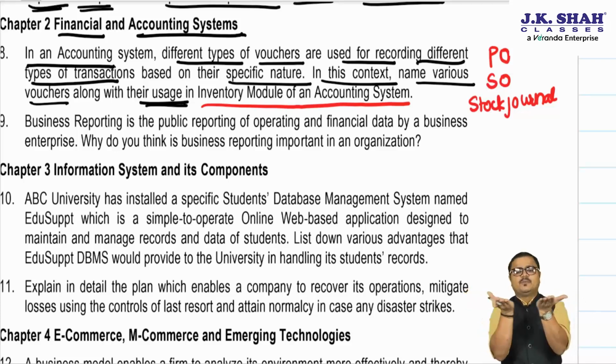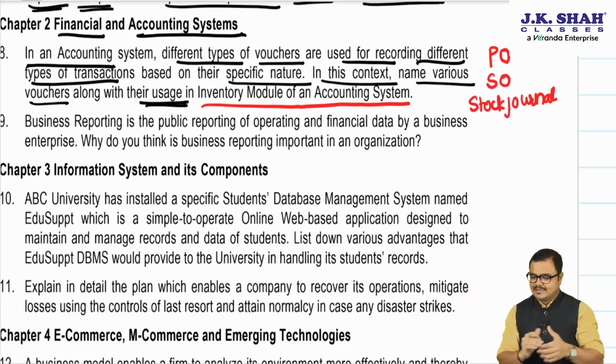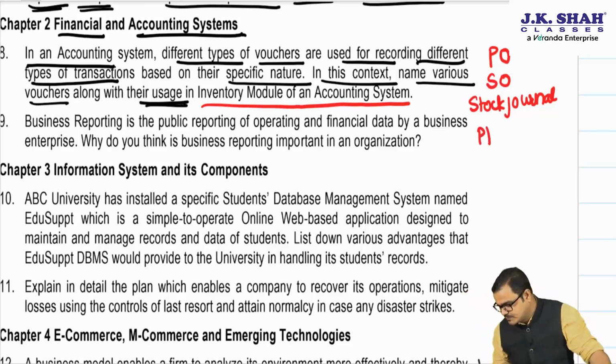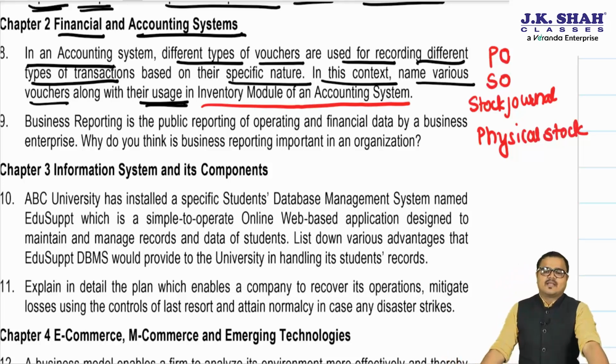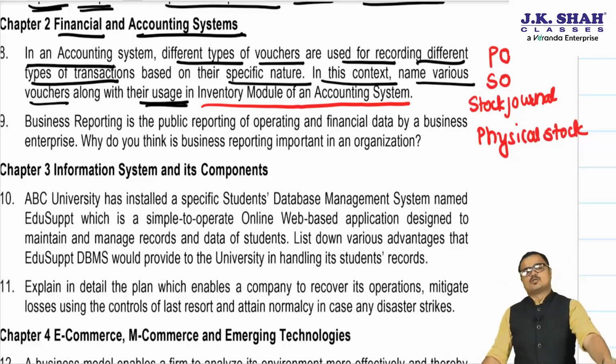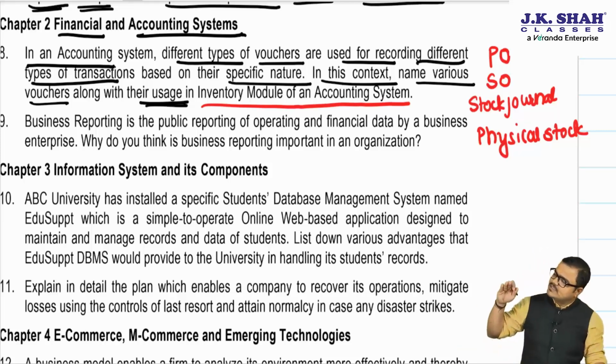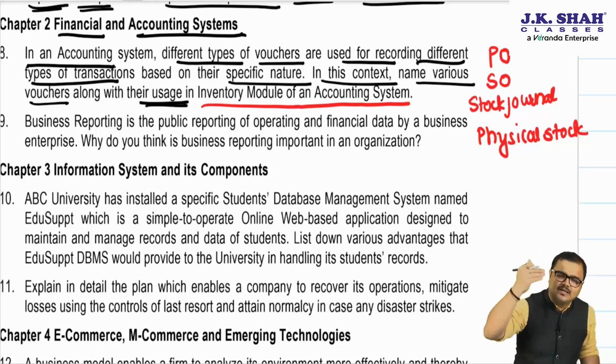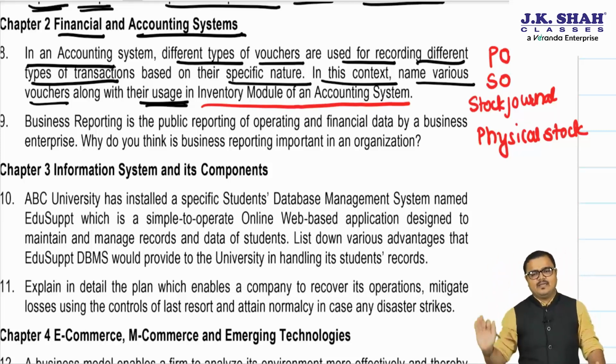To reconcile our physical stock with our book records, we use one more voucher, and that is called a physical stock voucher. We use what? Sir, physical stock voucher. Agreed? Yes, sir. So purchase order, clear, sir. Sales order, clear, sir. Stock journal, clear, sir. Physical stock, clear, sir.